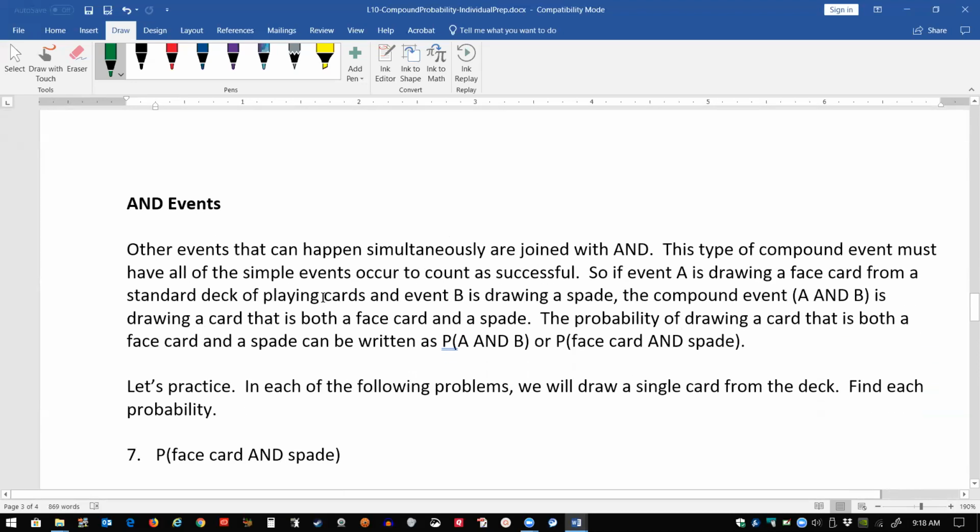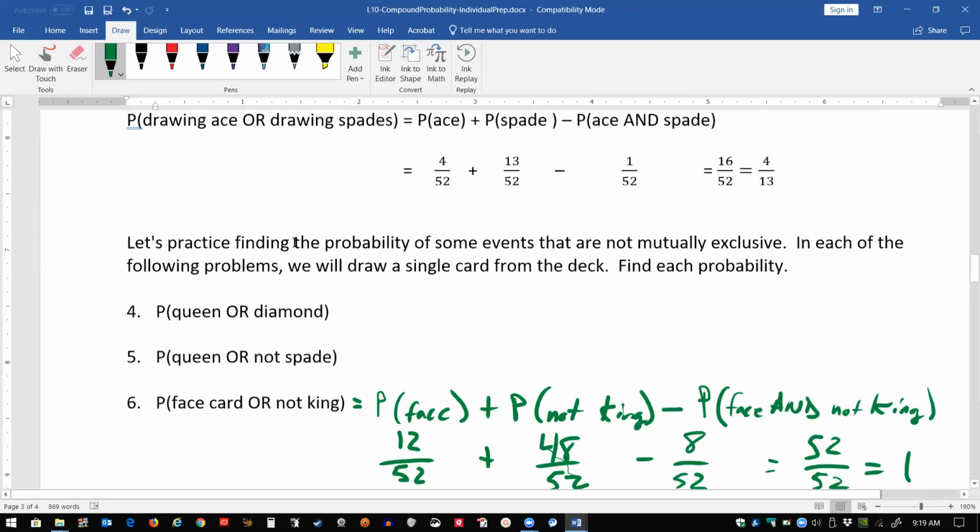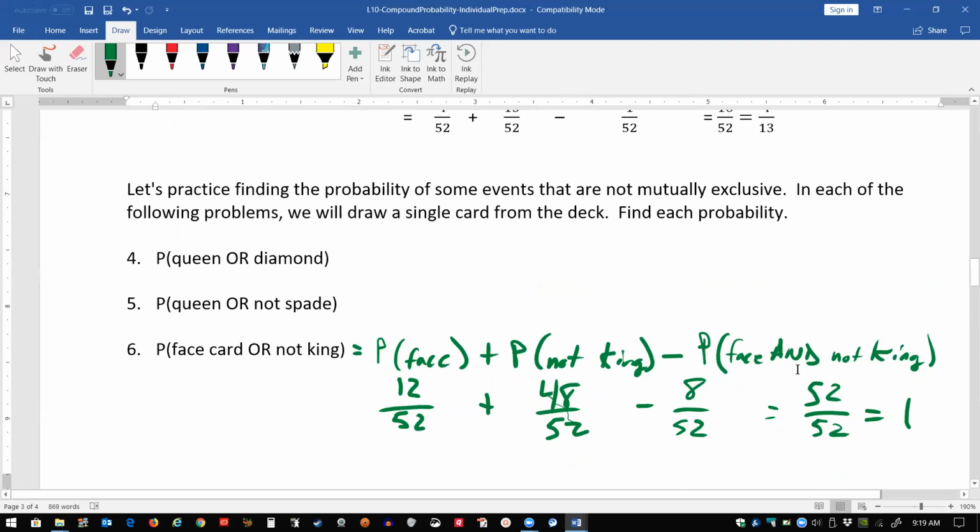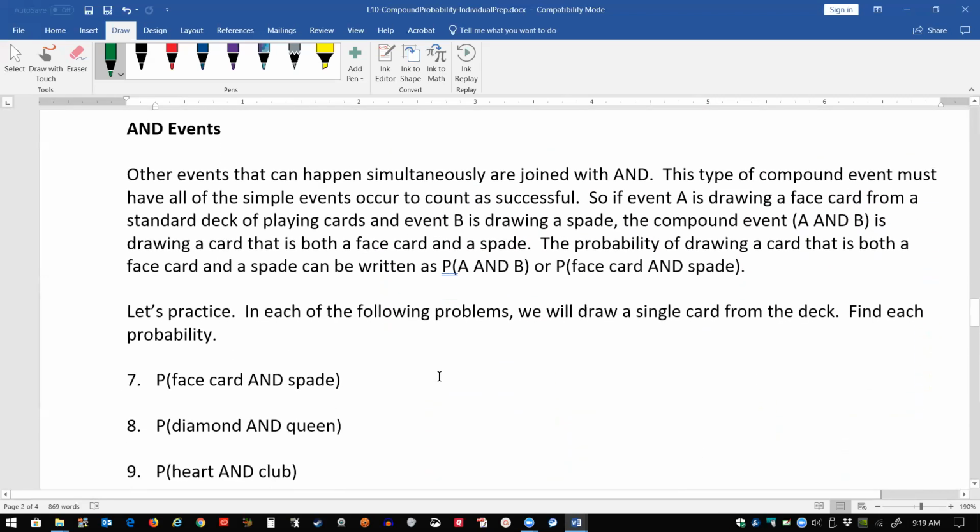Now let's change gears a little bit, and let's talk about and compound events. Remember, there was an and piece in our addition rule, right? The probability of events happening at the same time. Now, if we're just finding the probability of an and event, note this is placing more criteria on us for having a success. It's harder to be successful in an and event. So our and probabilities will typically be smaller than the individual event probabilities.